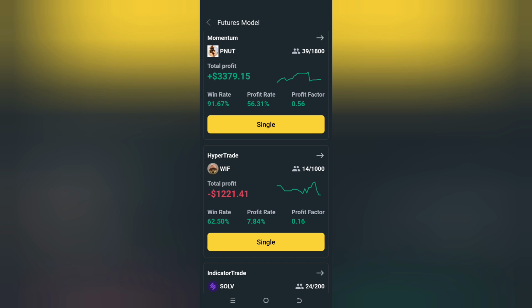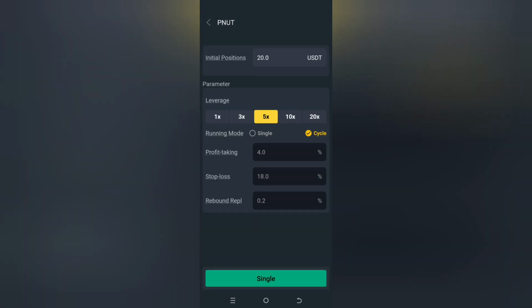So that is how it is. So I'm going to tap here. Now from here, I'm going to leave it in cycle because this coin has gone down so much. And here it has automatic take profit, which you cannot edit. Then the stop loss is also here. Then rebound is also here. I'm going to leave it in cycle.